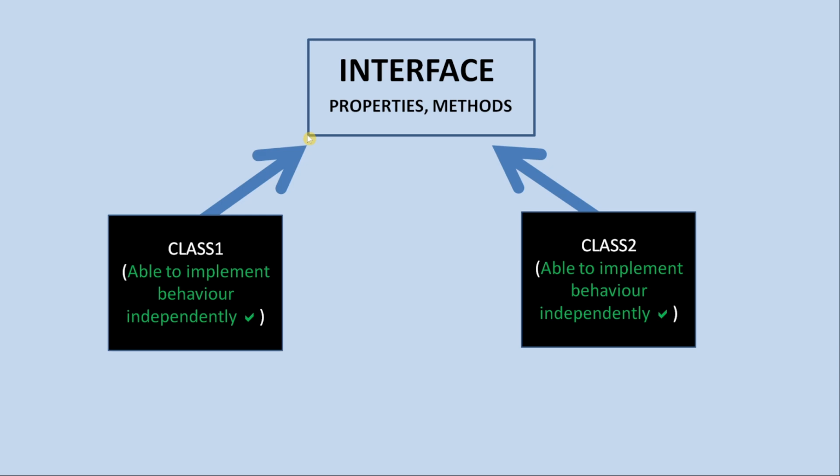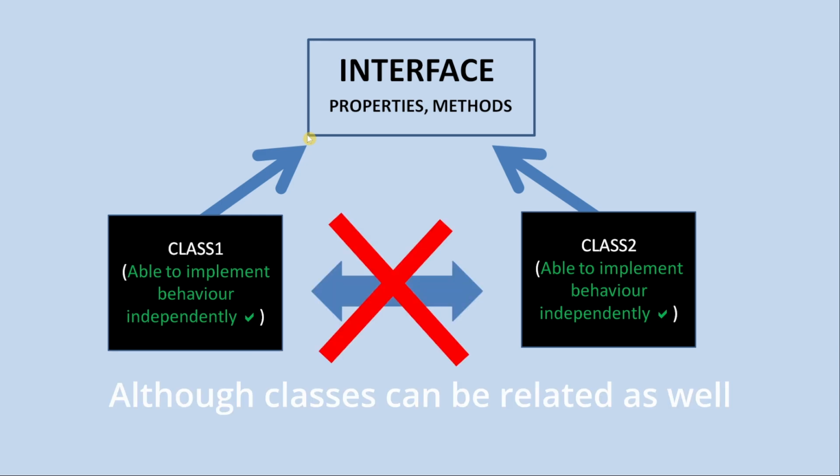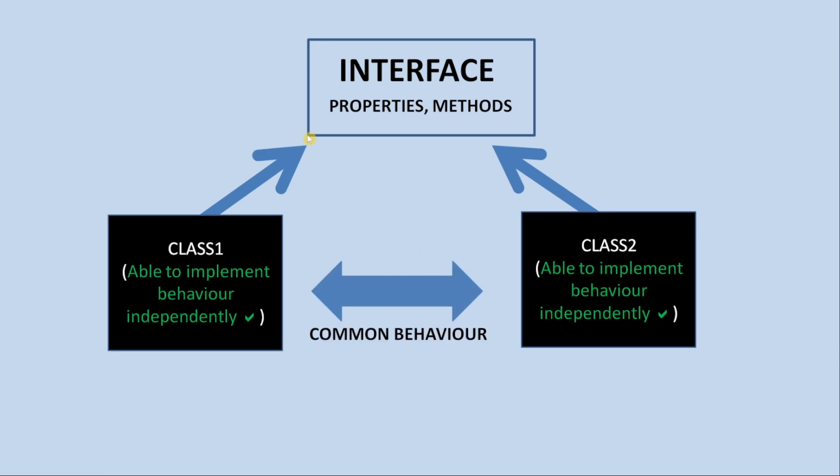Classes implementing these behaviors do not have to be related. This allows us to use polymorphism. Using interfaces allows us to group and treat objects based on their common behavior. This makes our code more modular and easier to extend in the future.